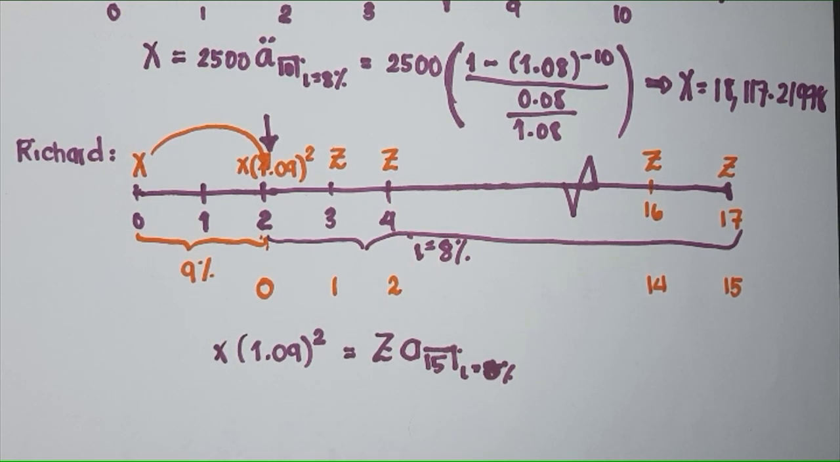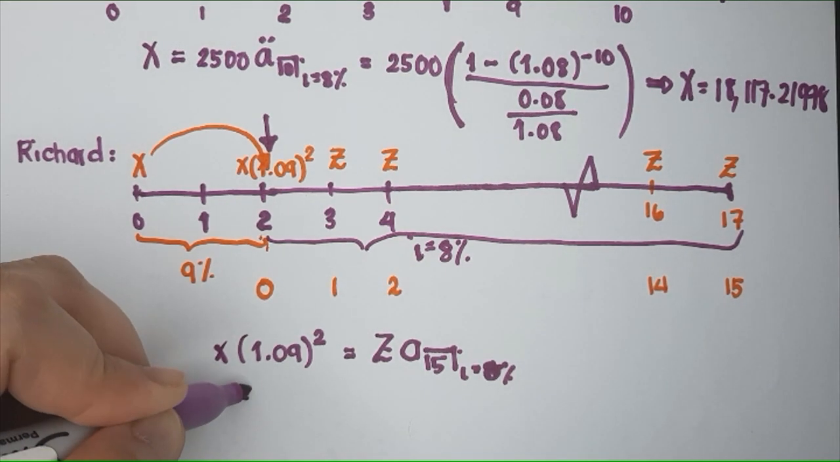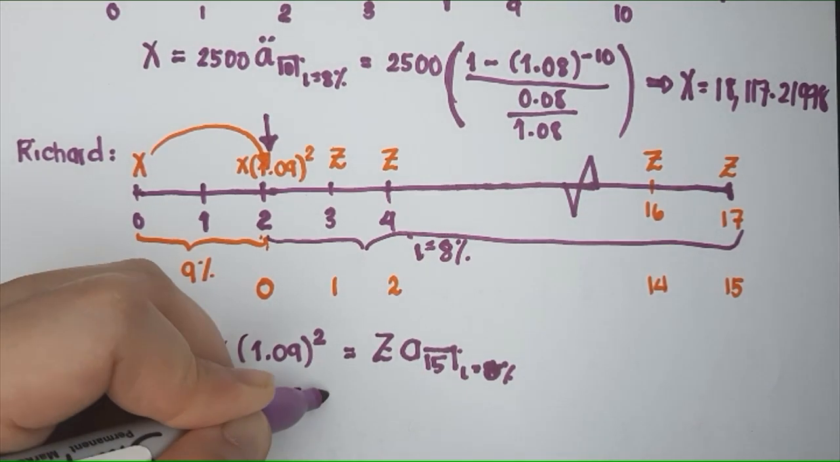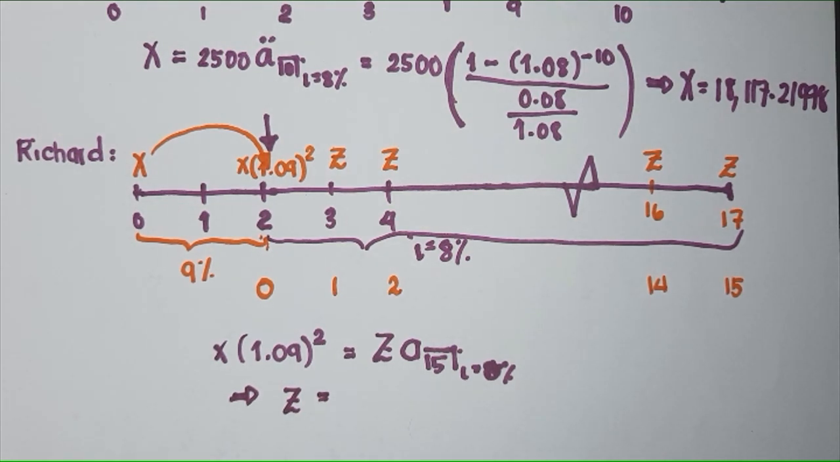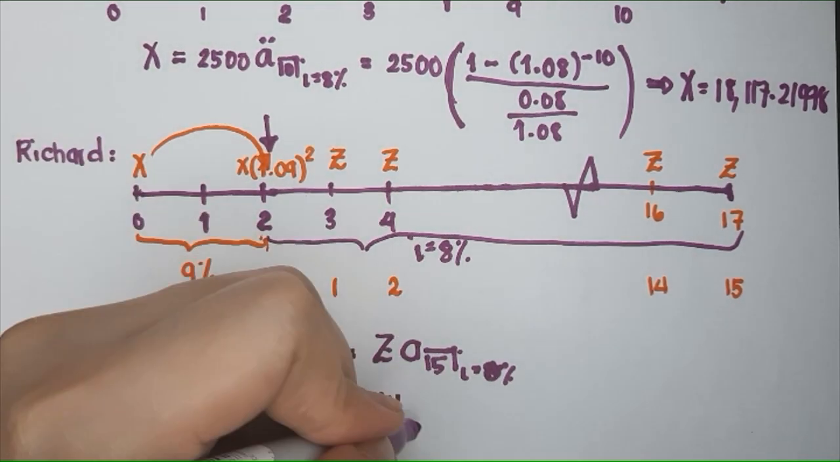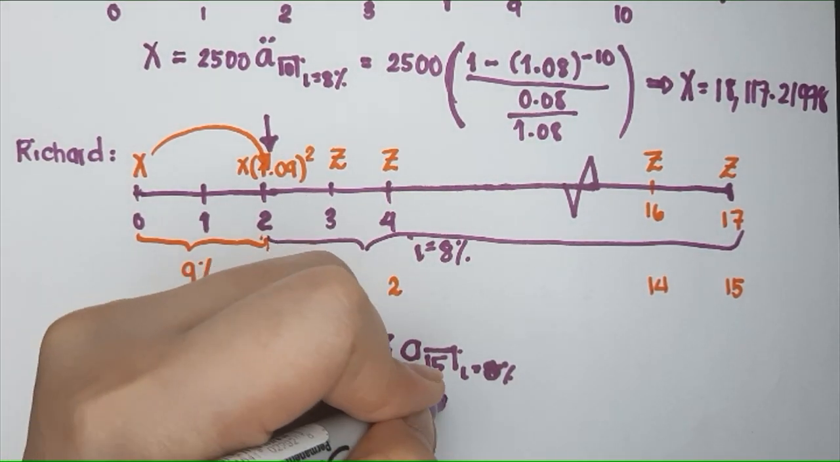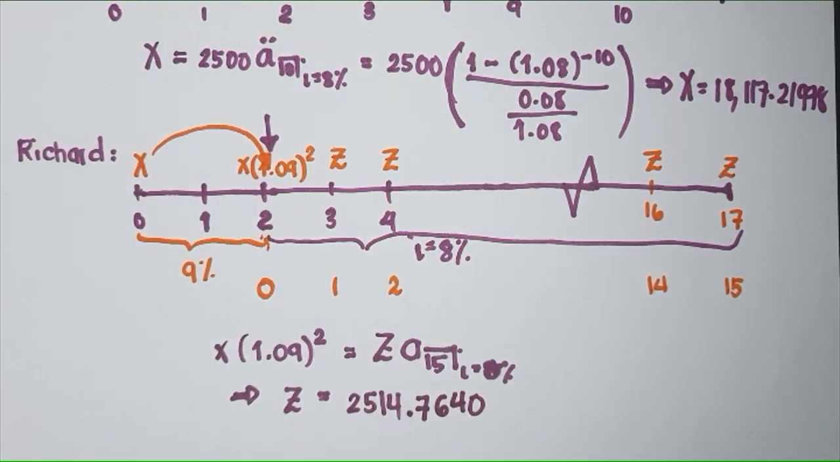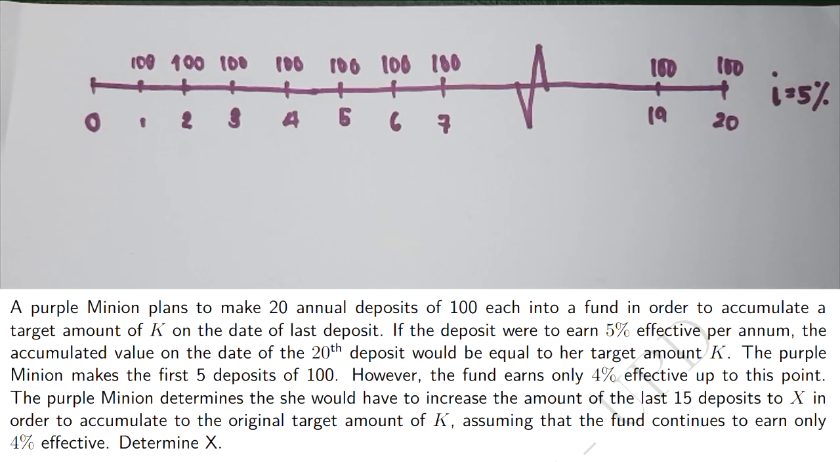Alright? And then, you will eventually get the value of Z. Since this is the final answer, diba? Z naman talaga ang pinapahanap. Please round this to 4 decimal places. Exactly 4 decimal places. Z is equal to 2,514.0.7640. Okay, let's have this purple minion problem.